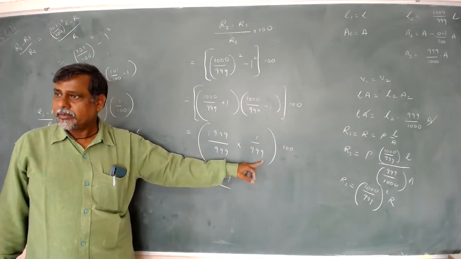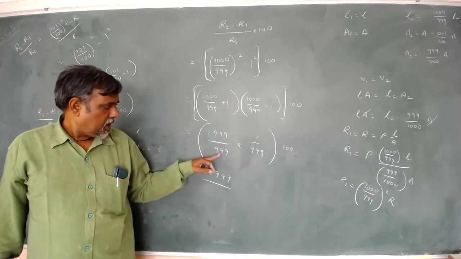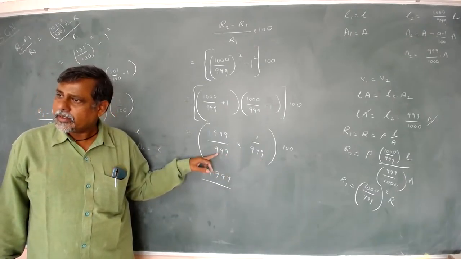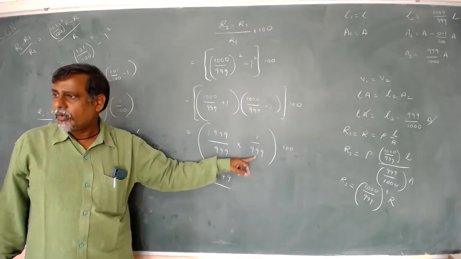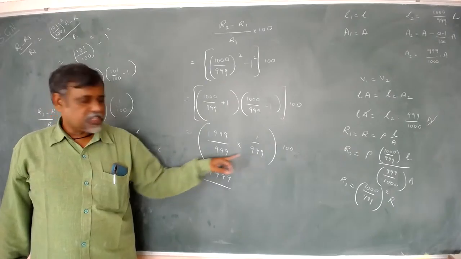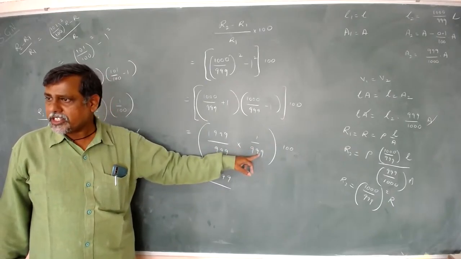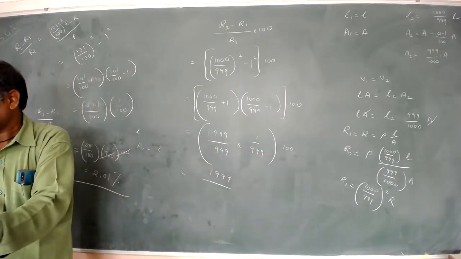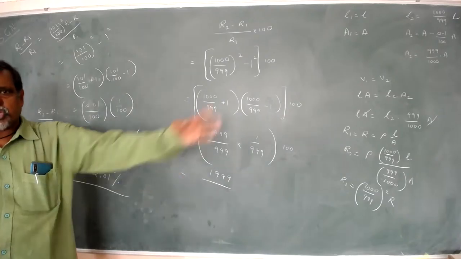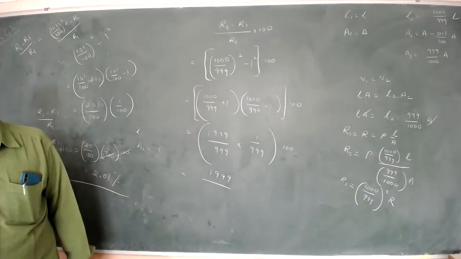One extra will be added, in the sense that one extra has come, so I will subtract one here and add one there. This becomes 998, and this becomes 1000. Can I do that? This is only rounding off, an approximation, very close, not having much deviation. Got it?